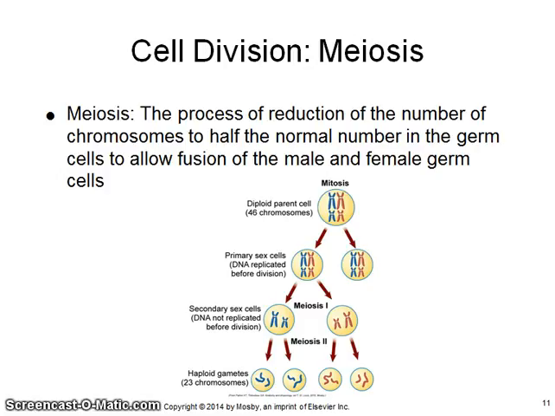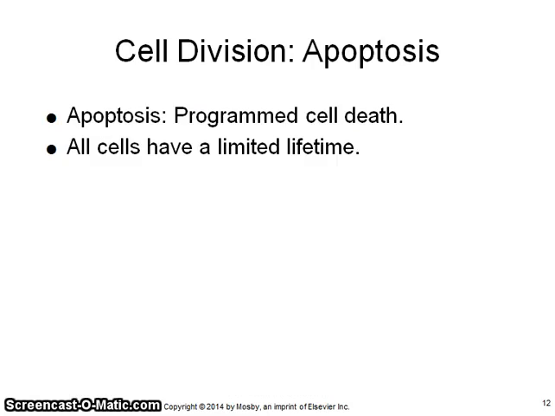Meiosis is the process of reduction of the number of chromosomes to half the normal number in the germ cells or sex cells, such as eggs and sperm, to allow fusion of the male and female germ cells. For more detailed information, view the video lecture on meiosis. Cells do not last forever. They have a limited lifetime, and the programmed cell death is referred to as apoptosis.